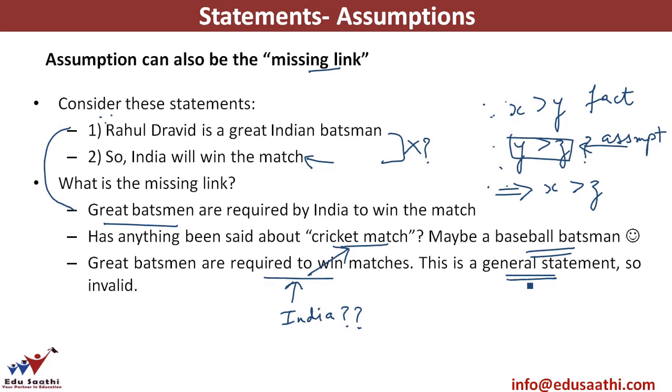Whenever we are given a choice between general and specific statements, we always go with the specific ones. From a specific point of view, we cannot comment upon a big general issue. This is incorrect. But from a general point of view, we can always comment upon specific things, which is correct. So it is an incorrect or invalid assumption that great batsmen are required to win the matches. Great batsmen are required by India to win the match. Only then will this link sufficiently give you the information to conclude or have the validity for this question.